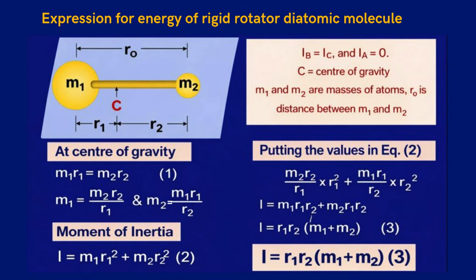Thus, the moment of inertia of a diatomic molecule is given by I equals m1 r1 squared plus m2 r2 squared, which is equation 2. We know for a diatomic molecule, Ib equals Ic and Ia is 0. Putting the values in equation 2 and solving, it becomes, finally, I equals r1 r2 into m1 plus m2, which can be written as equation 3.